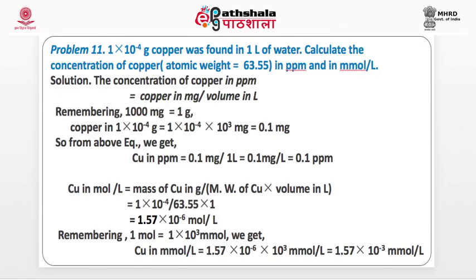Now there is a problem. 1 into 10 power minus 4 gram copper was determined in 1 liter of water. Calculate the concentration of copper in ppm and in millimole per liter. What will we do? In ppm, copper in milligram divided by volume in liter. 1000 milligram equals 1 gram, so many grams equal how many milligram, multiplied by 1000, 0.1 milligram. So this copper is 0.1 milligram by 1 liter, that is 0.1 ppm.